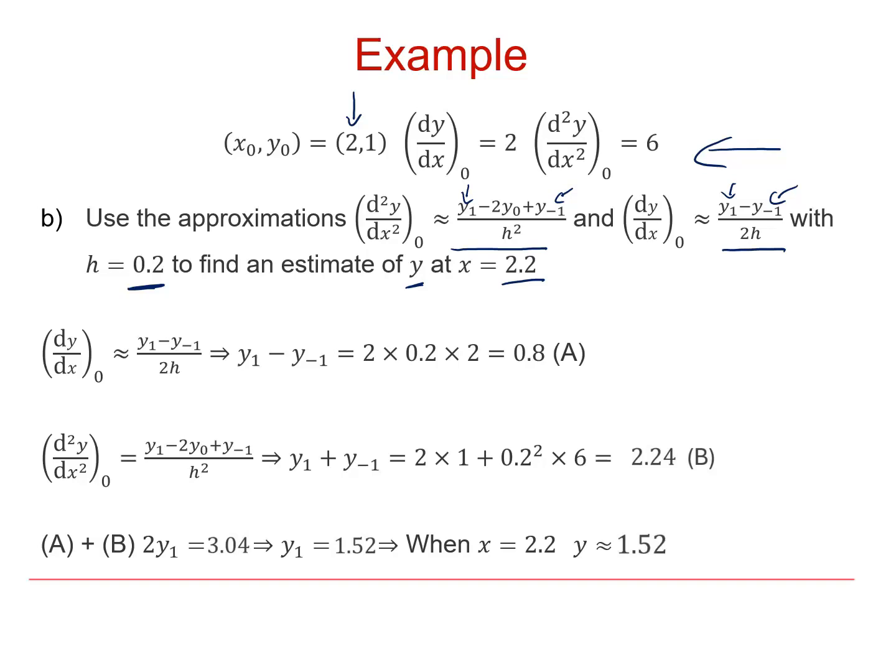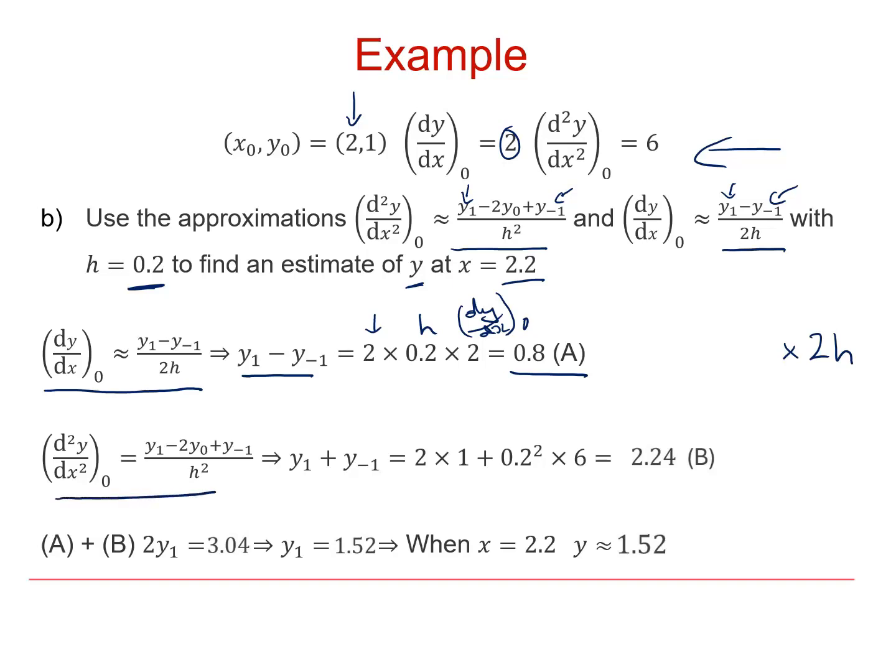So if we look at those formulae, looking at the first order derivative approximation first, we can get a y minus 1 if we multiply by 2h. So we need to multiply by 2h, and that will give us our value y1 minus y negative 1. So here's the 2, here's the h, and this is my dy by dx at the point 0. And we get a value of 0.8 for y1 minus y minus 1.